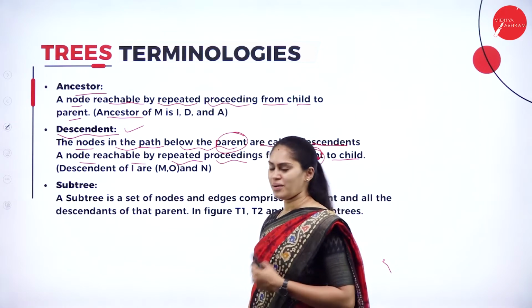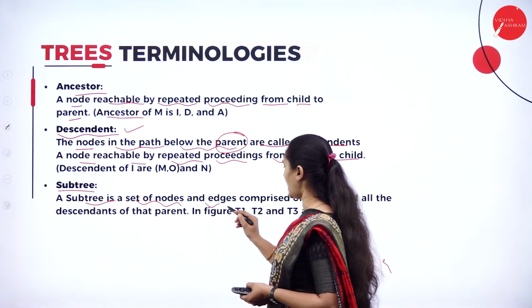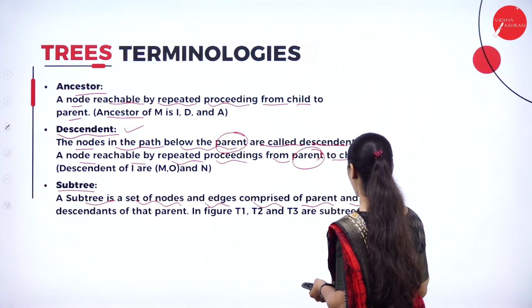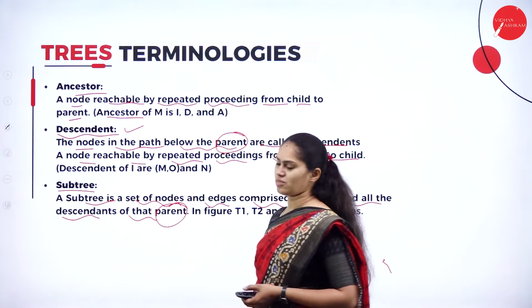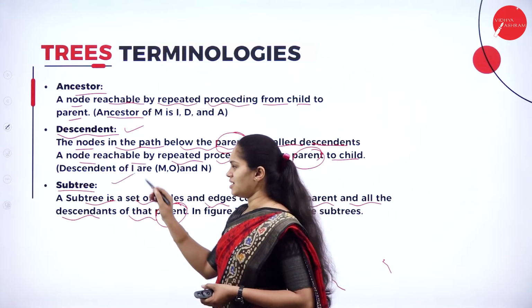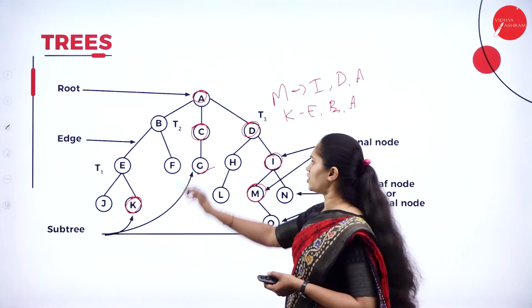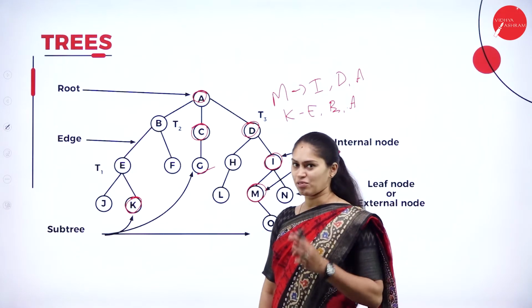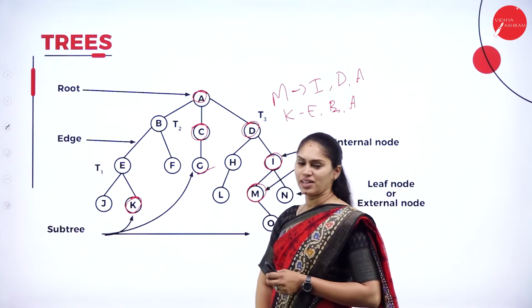Descendant. Then what do you mean by subtree here? A subtree is a set of nodes and edges comprised of a parent and all the descendants of that parent. Then we are going to call that kind of tree, or a mini tree, a subtree. Then you can find out here how many subtrees we have for a root node called A. So we have 3 subtrees. One is B, another one is C and the other one is D.